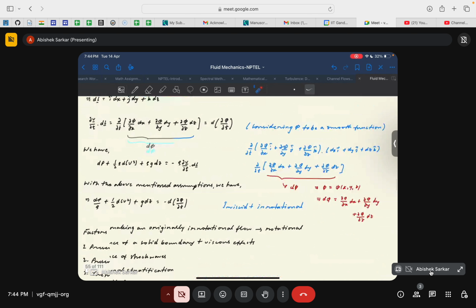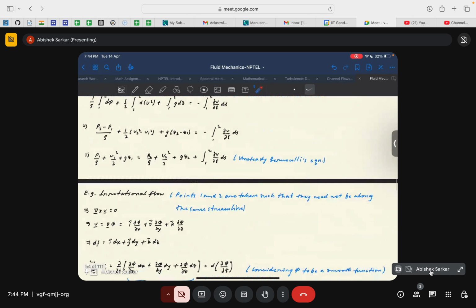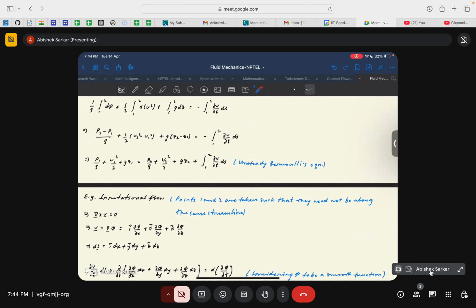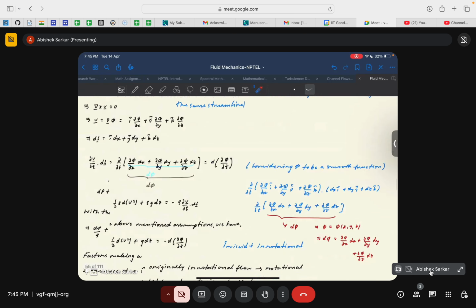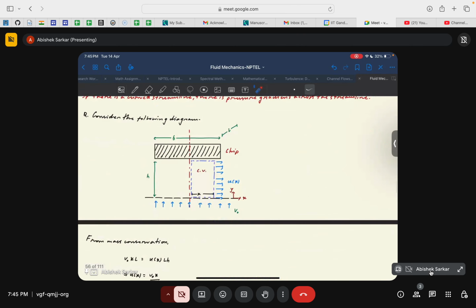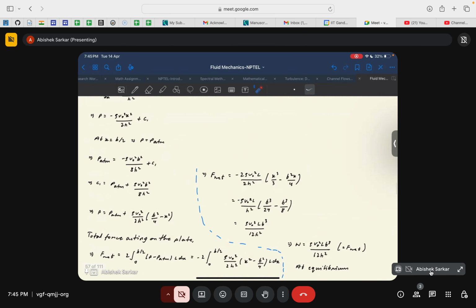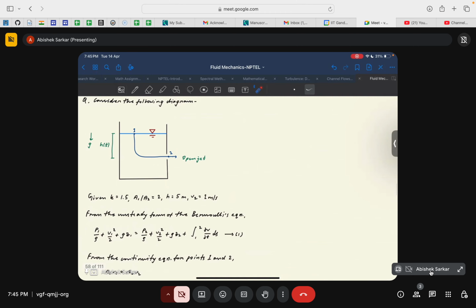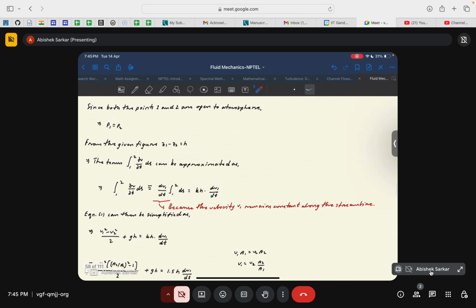Then there was the unsteady Bernoulli's equation, which we applied while understanding problems related to the emptying of a tank, or the time required for the emptying of a tank. In this week's sessions, this week's examples, you might want to look into it. I will just quickly go through examples such as emptying a tank. We have to apply the unsteady Bernoulli's equation and see how the solutions are obtained.